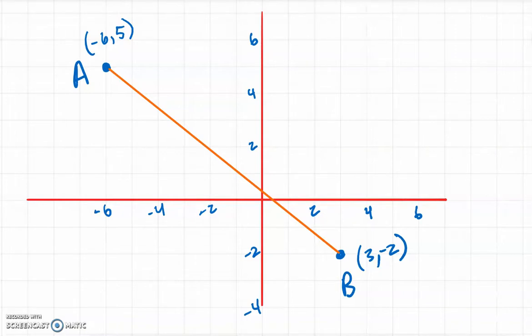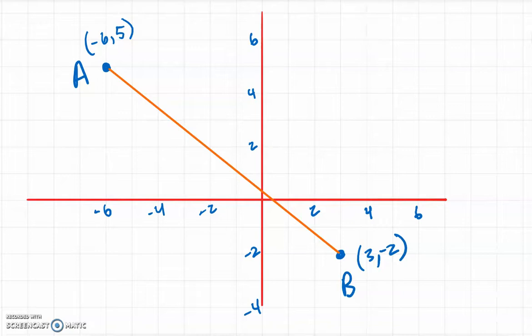So you can see I have point A, (-6, 5), and point B, (3, -2). And we're finding the distance between these two points, so I conveniently connected these points with a straight line. So we're finding the distance of this straight line. We can do this by creating a right triangle in the coordinate plane.